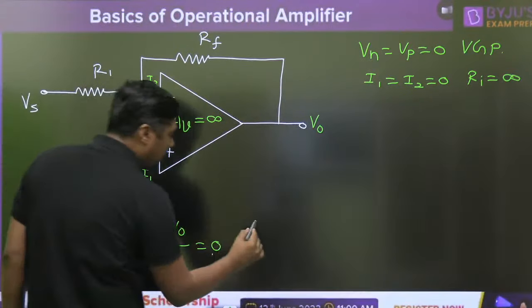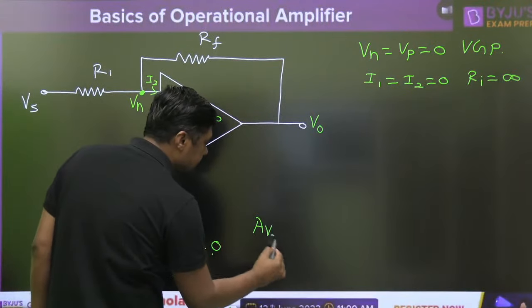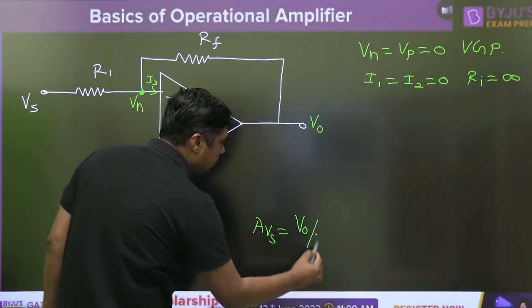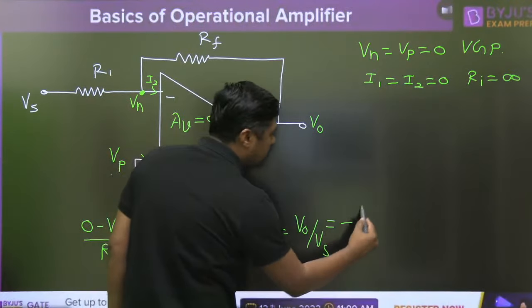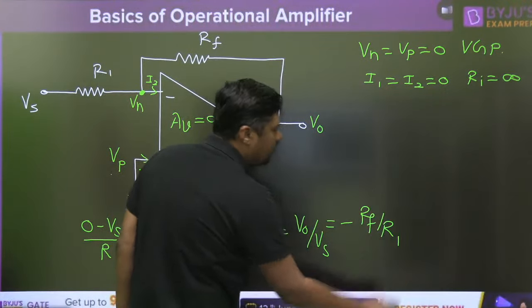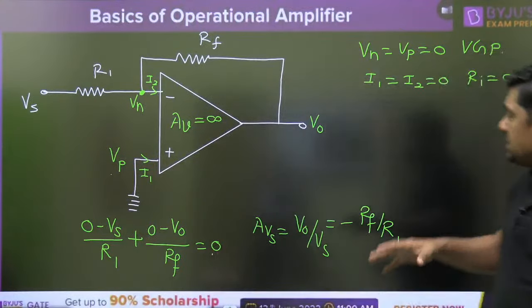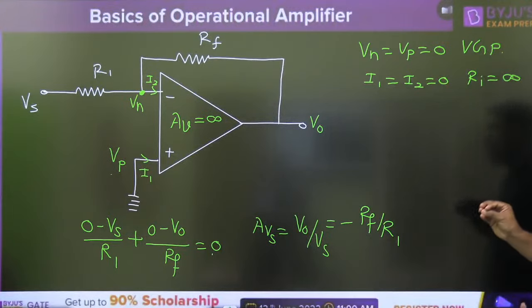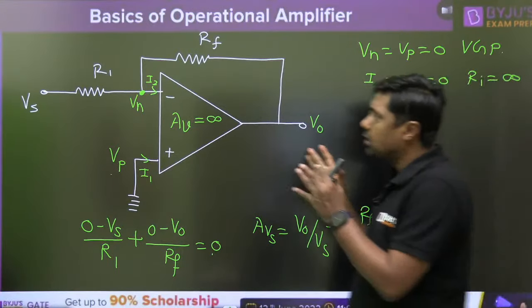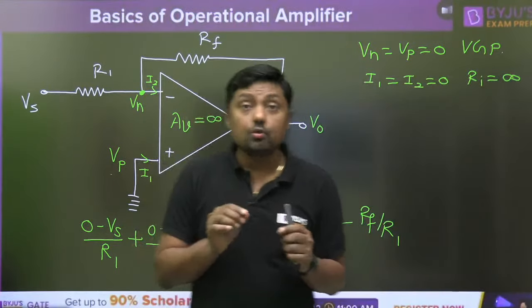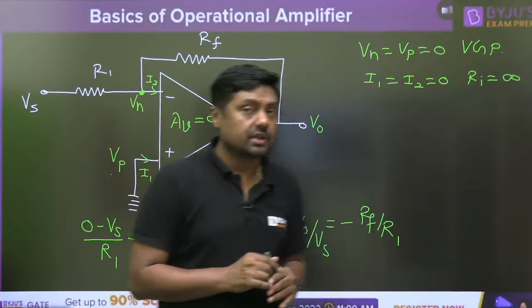And you are going to get the gain V0 by Vs is equal to minus Rf by R1. Very simple approach to solve this question. Okay, so that is minus Rf by R1. That is the gain for the inverting op-amp under ideal condition.